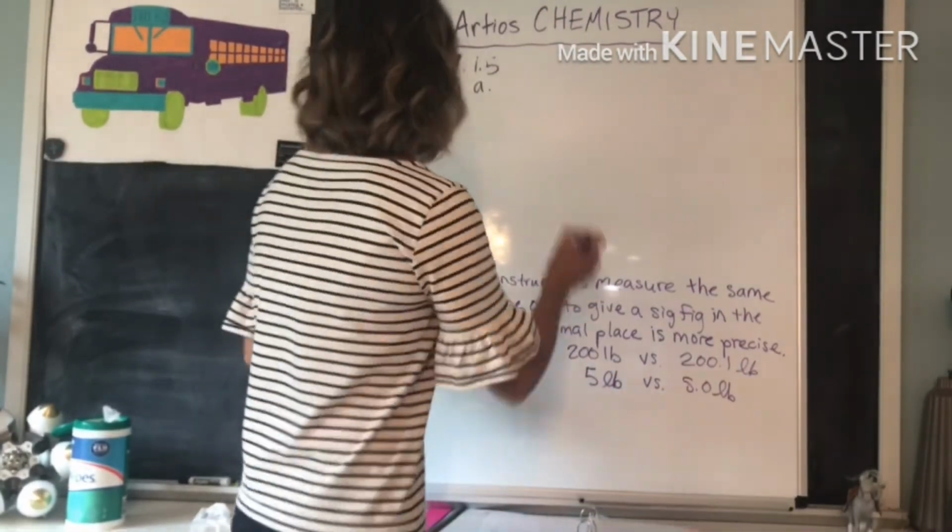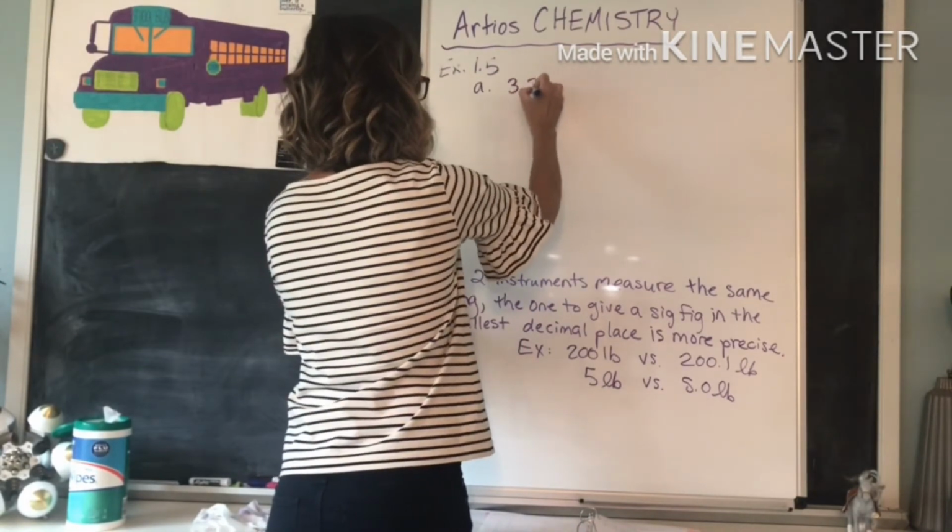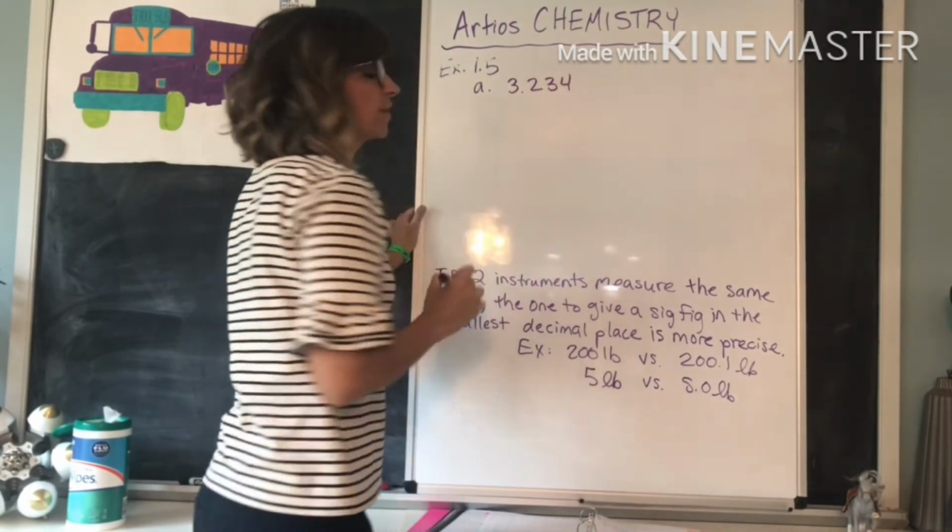A, 3.234. How many significant figures are here?